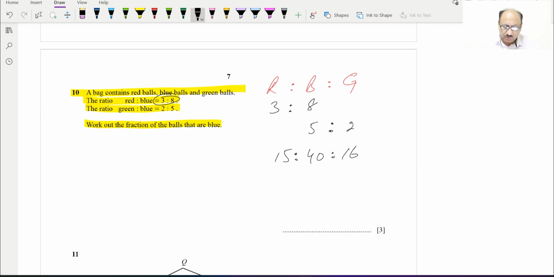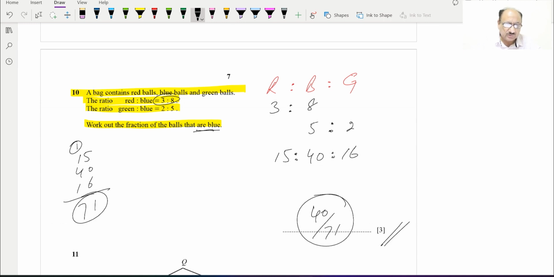So the ratio 15 : 40 : 16, and if we check this, basically the total will be what? The sum will be 15 + 40 + 16, so it will be 71. So work out the fraction of balls that are blue. Blue will be 40 over 71. So 40 over 71, this will be the fraction, and this is a 3-mark question. Hopefully you understood this as well.